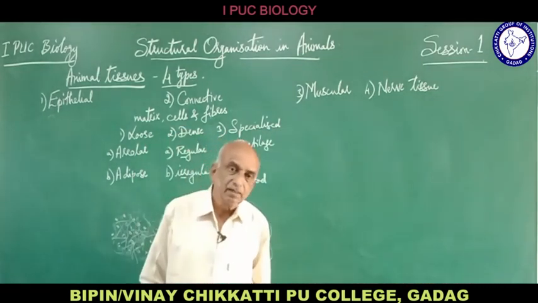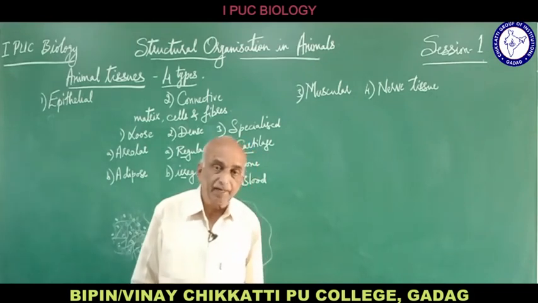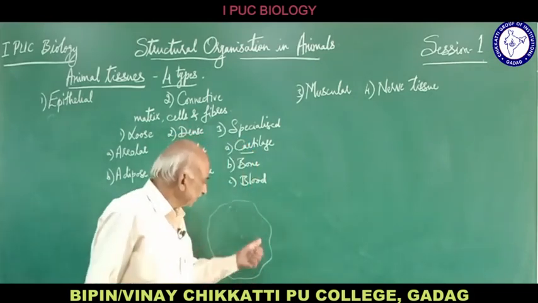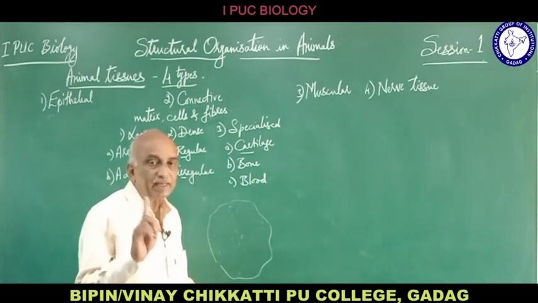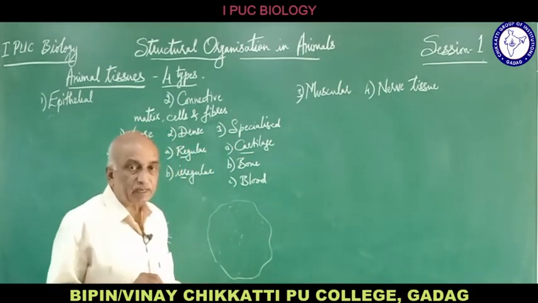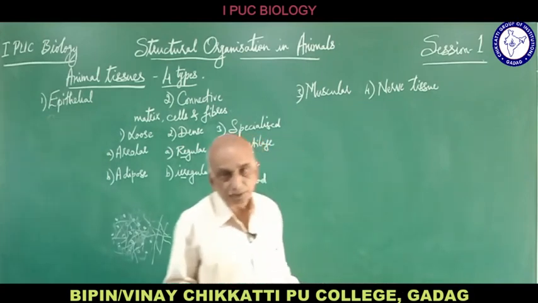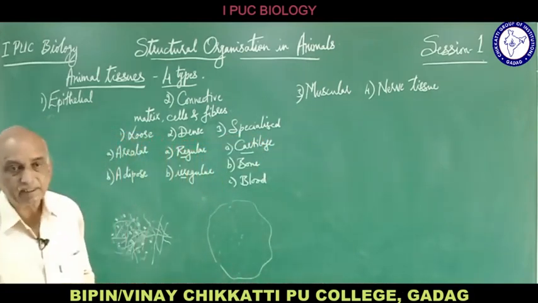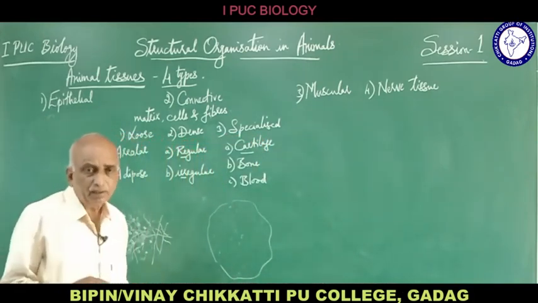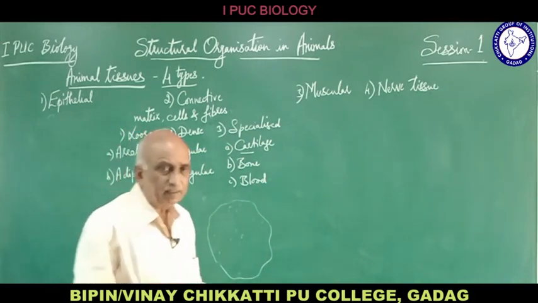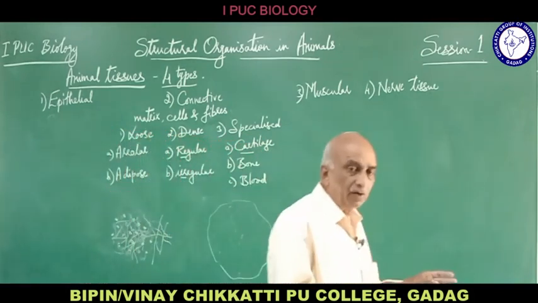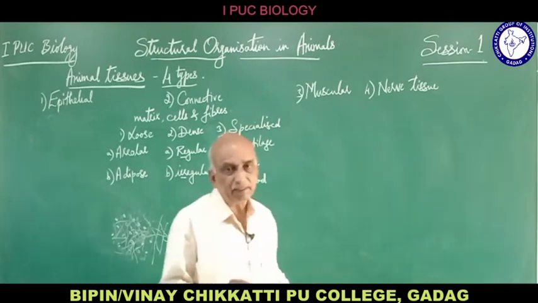So this matrix is also called chondrin, and this matrix contains only one type of cells. They are called cartilage cells, or chondrocytes. The chondrocytes are irregularly scattered. They are present singly or sometimes as 2 cells, 3 cells.